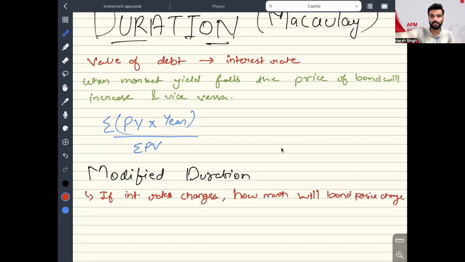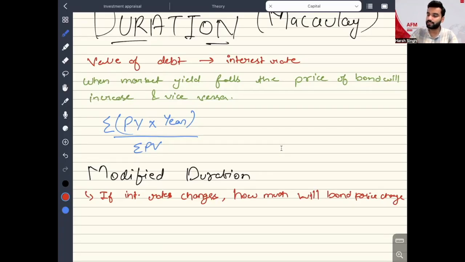Okay, so this is the concept of modified duration, everyone. If interest rate changes by a particular percentage, how much will the bond price change? Always remember, a bond and interest rate are on a seesaw. So if an interest rate goes up, bond price will go down. And if interest rate goes down, bond price will go up.